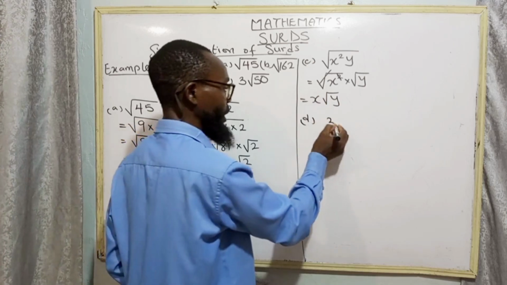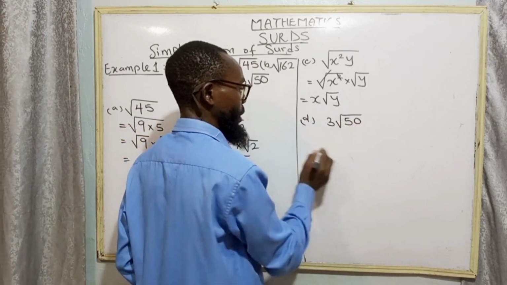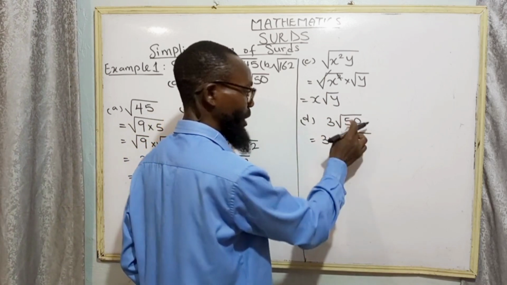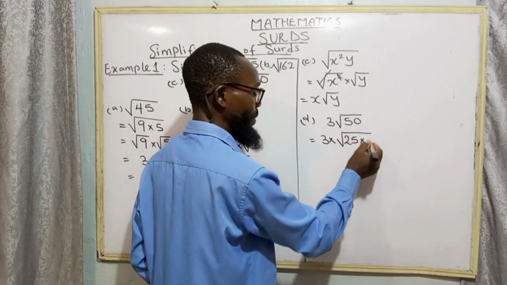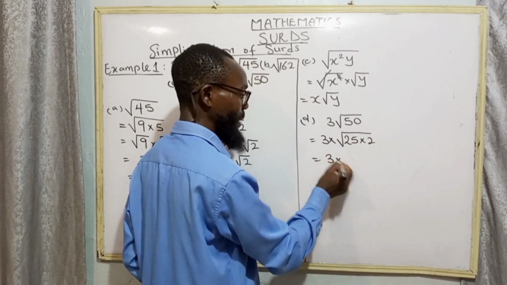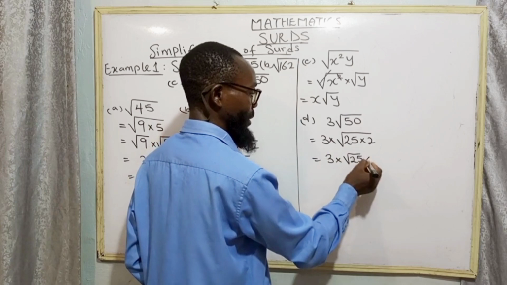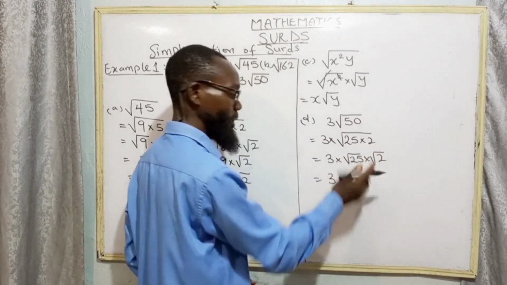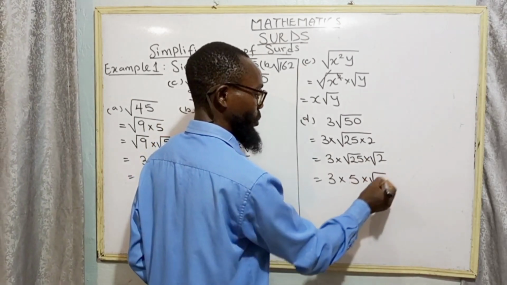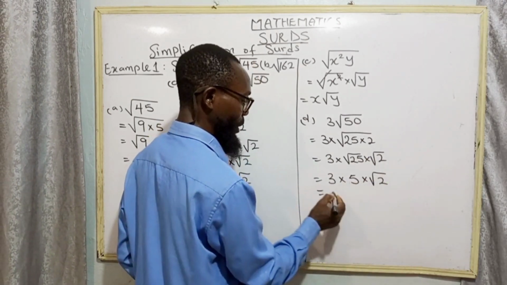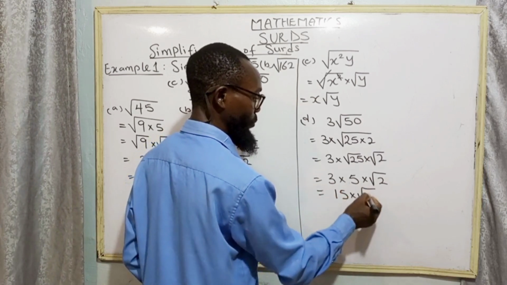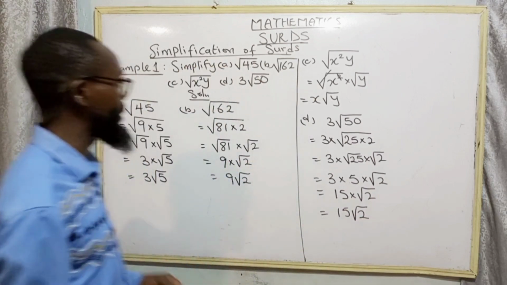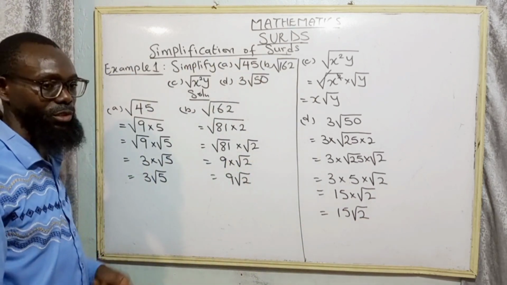The D question, 3 square root of 50. We have 3 multiplied by the square root of 50. So 50 can be written as 25 multiplied by 2. That is 3 multiplied by the square root of 25 multiplied by the square root of 2. So 3 multiplied by the square root of 25 is what? 5 multiplied by the square root of 2. So 3 times 5 we have 15 multiplied by the square root of 2, which gives 15 root 2. So this is how to simplify surds.